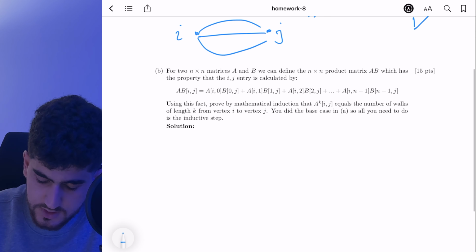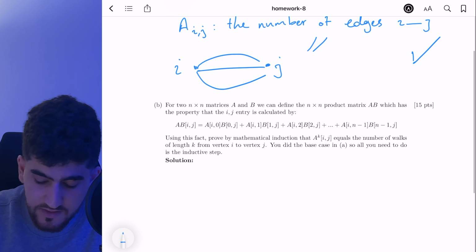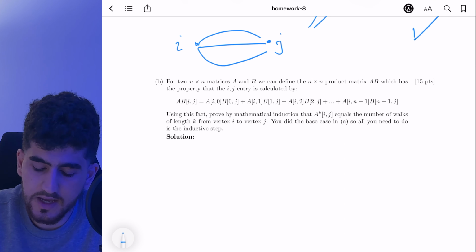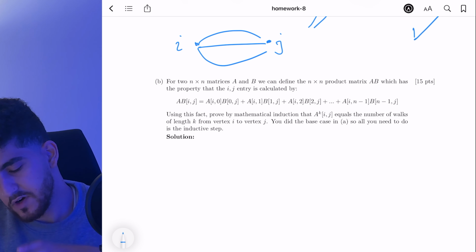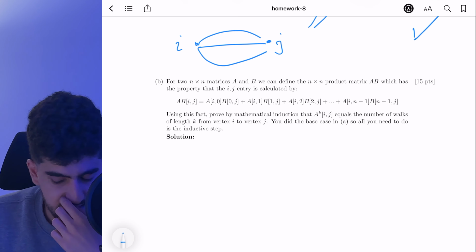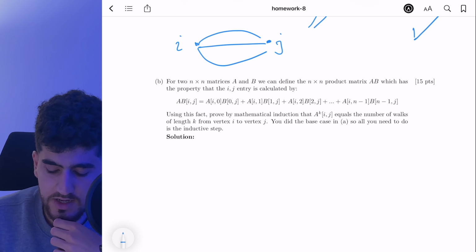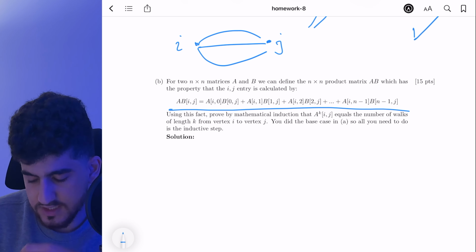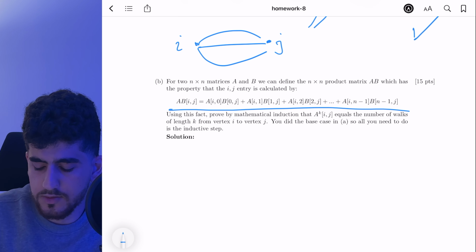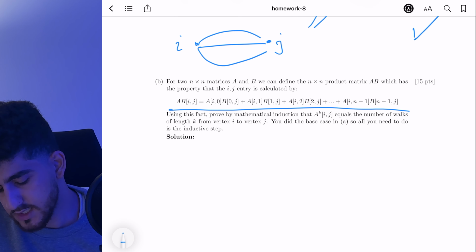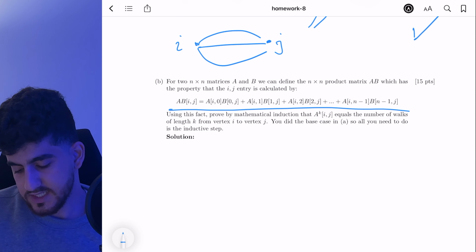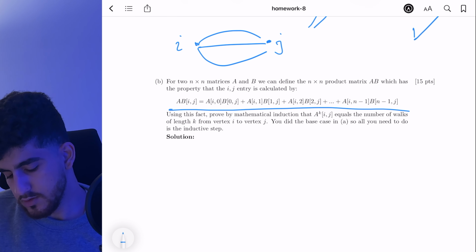For the second part, you now have to prove that for any value of k... It says that for two n by n matrices A and B, we can define the n by n product matrix AB, which has the property that the i, j entry is calculated by this formula. I will explain what exactly this means. Using this fact, prove by mathematical induction that A to the power of k of i and j equals the number of walks of length k from vertex i to vertex j. You did the base case in part A, so all you need to do is the inductive step.